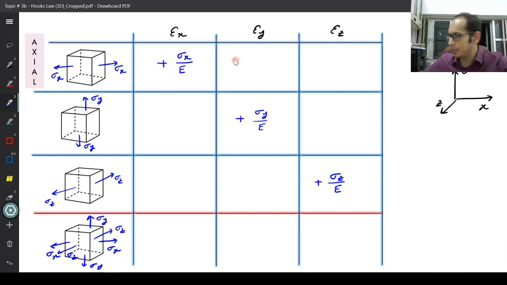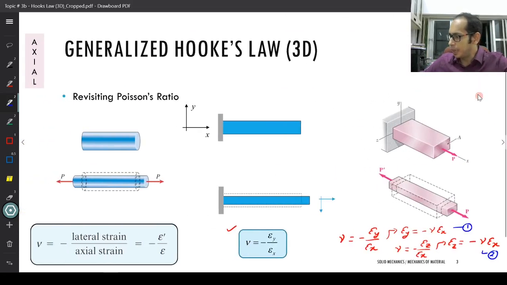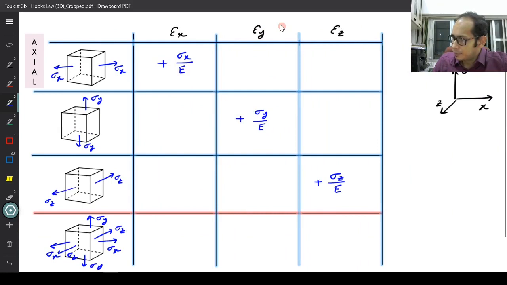Let's just go back and check once, right? Which we just figured over here. My epsilon y was negative of nu epsilon x. So let me go back and fill up that cube or that matrix which I was trying to fill. My epsilon y over here is going to be negative of nu epsilon x, where epsilon x I have already written as sigma x divided by E.